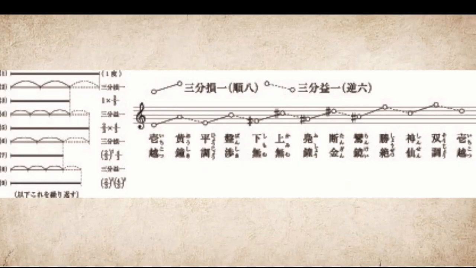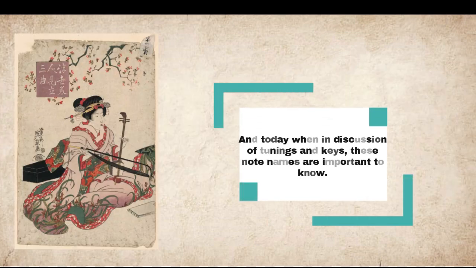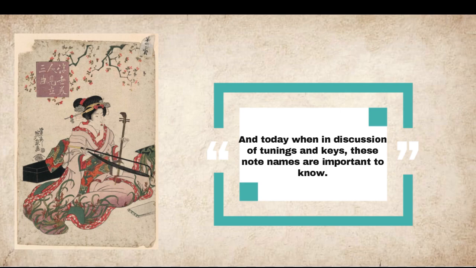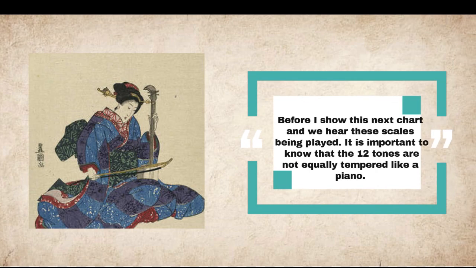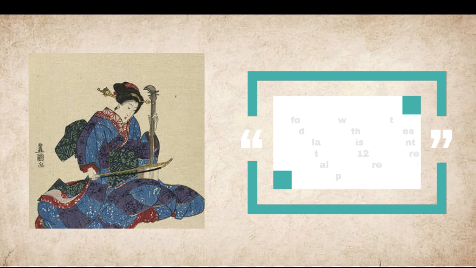Okay, back to more pitch theory. With ancient Japanese music, these pitches were commonly used in discussing music, and today, when in discussion of tunings and keys, these note names are important to know. To connect these note names to our previous video on scales, let's take a look more into the Ritsu and Ryo scale and these 12 tones. Before I show this next chart and we hear these scales being played, it is important to note that the 12 tones are not equally tempered like a piano.